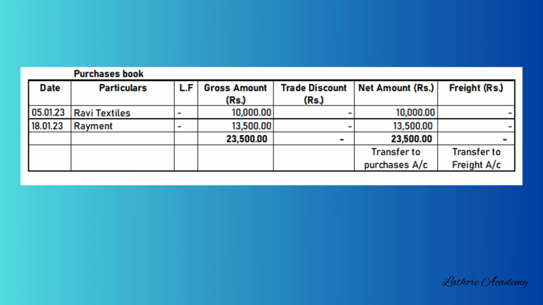on credit from Ravi Textiles, and second, 18th January, purchase of goods on credit from Raymond. These are the only two entries which will appear in the purchase book, which we have to total and derive the total amount of purchases.